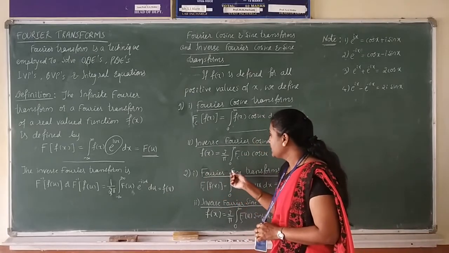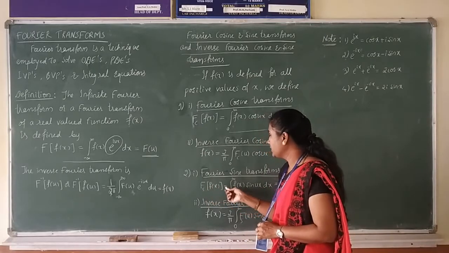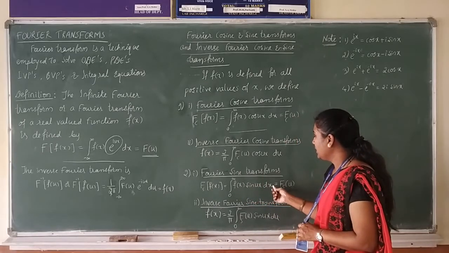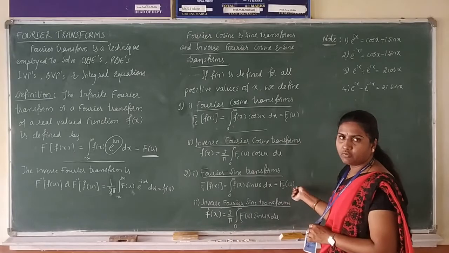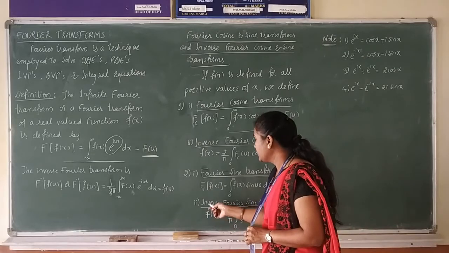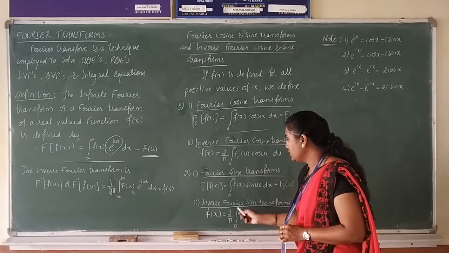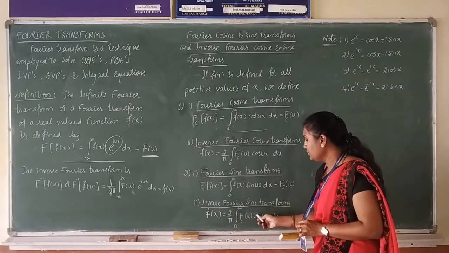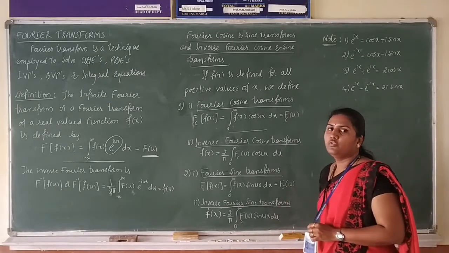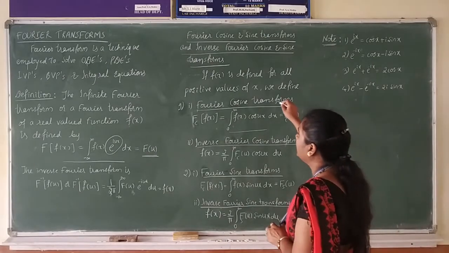Next, the second one, Fourier sine transform. Fs, the Fourier sine transform of f of x, equals integration 0 to infinity f of x into sin ux dx, that is equal to Fs of u. Fs of u is nothing but the Fourier sine transform of u, where u is a function here. Next, the inverse Fourier sine transform, that is f of x equals 2 by pi integration 0 to infinity Fs of u into sin ux into du. These are the definitions of Fourier sine and cosine transforms and inverse Fourier cosine and sine transforms.